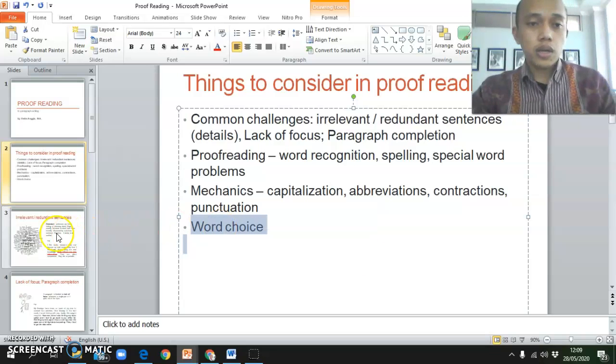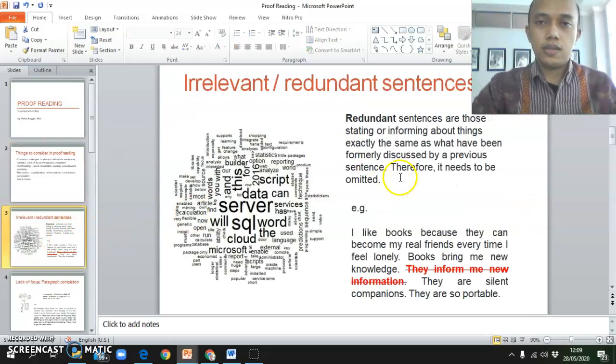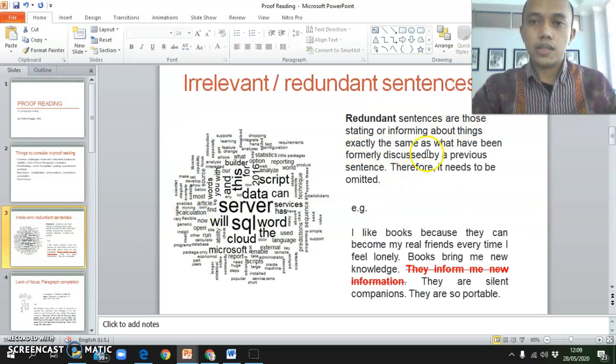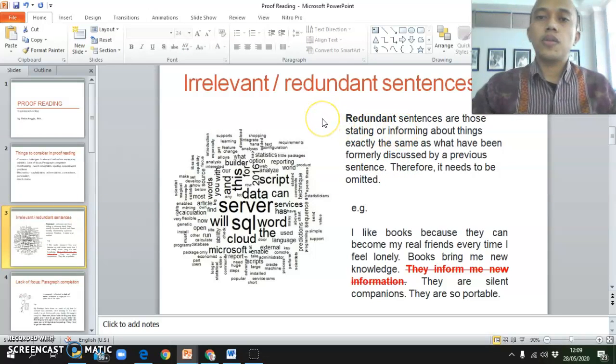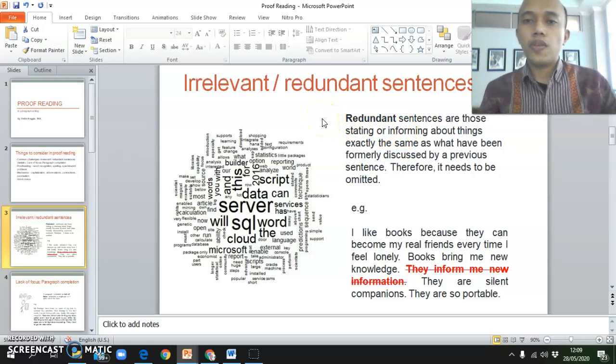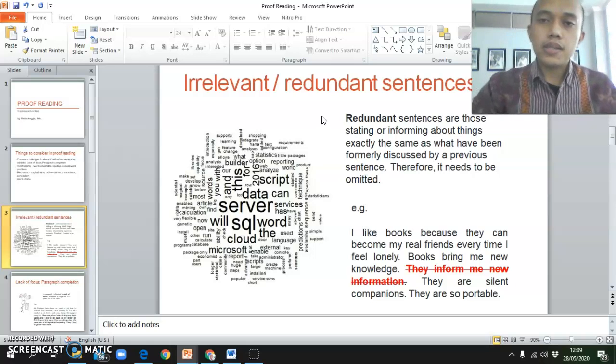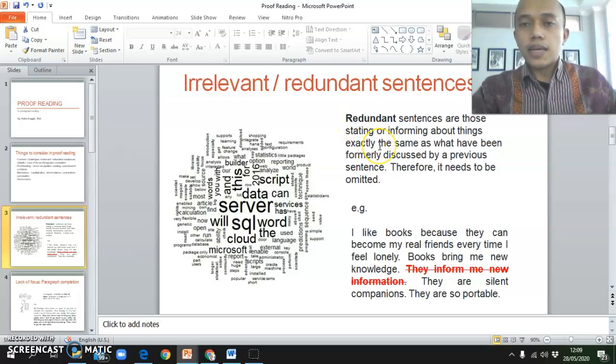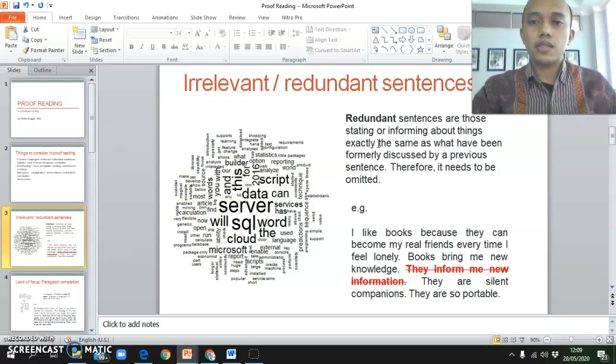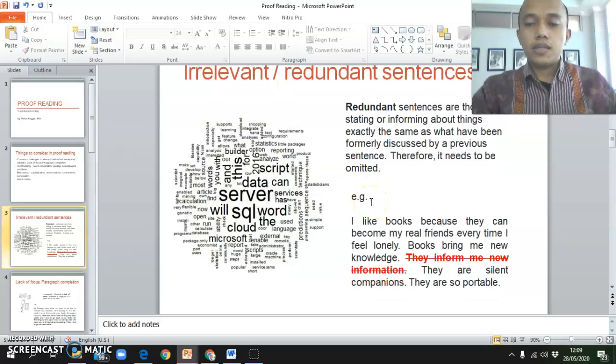Right. Let's begin with the first thing, which is redundant sentences. Redundant sentences are those stating or informing about things exactly the same as what has been formerly discussed in a previous sentence. Therefore, they need to be omitted. It means that some sentences in some paragraphs written by writers overlap the previous sentences. Right. Let's see the example below.